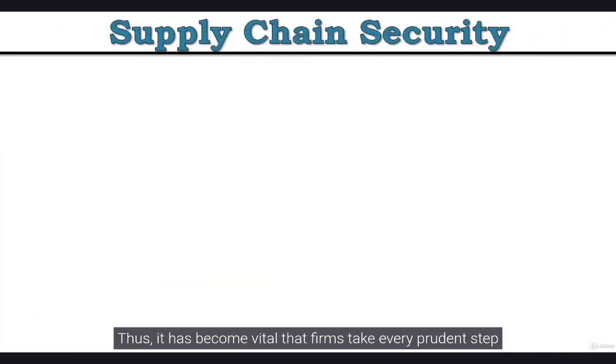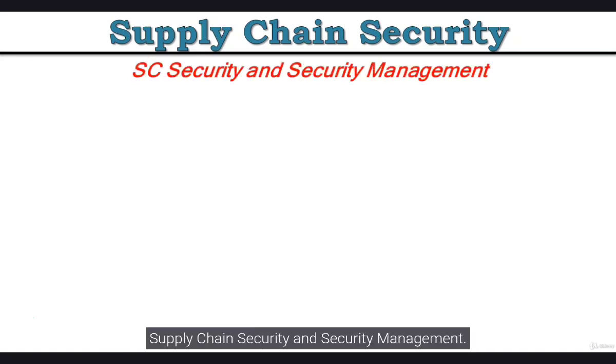Thus, it has become vital that firms take every prudent step toward securing themselves and their partners' future operations. Supply chain security and security management. Supply chain security and supply chain risk are two related, although discrete topics addressed by the dearth of publications to date focused on security-related issues. Terminologies pertaining to either security or risk have been used somewhat interchangeably. However, recent research is emerging that identifies these constructs as being distinctly different.